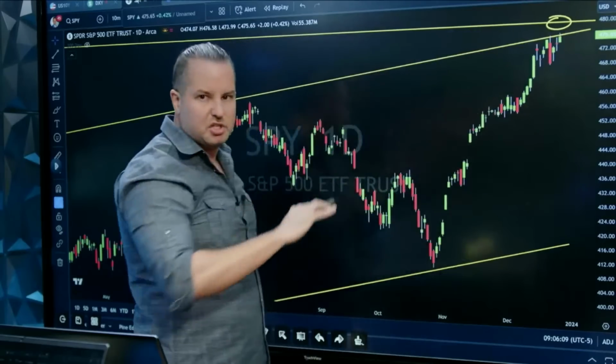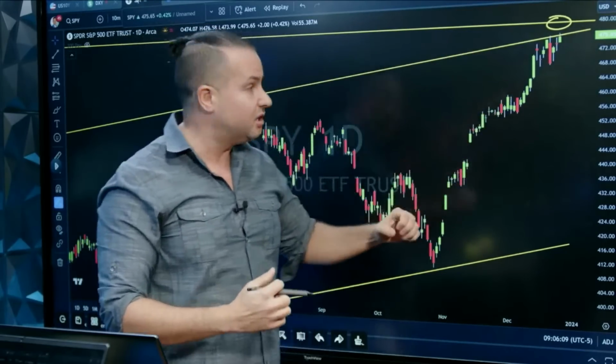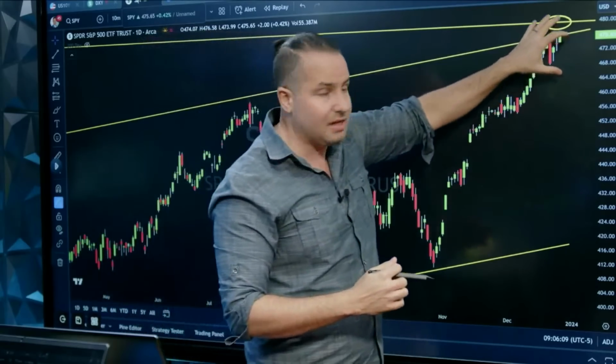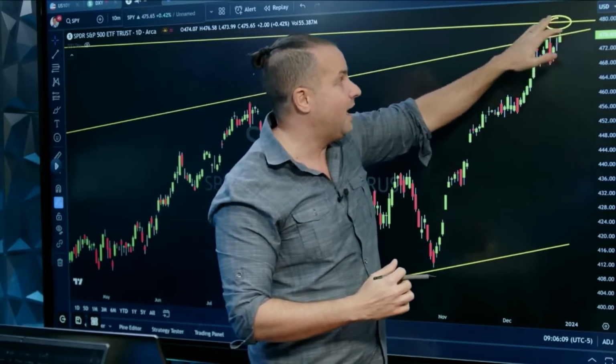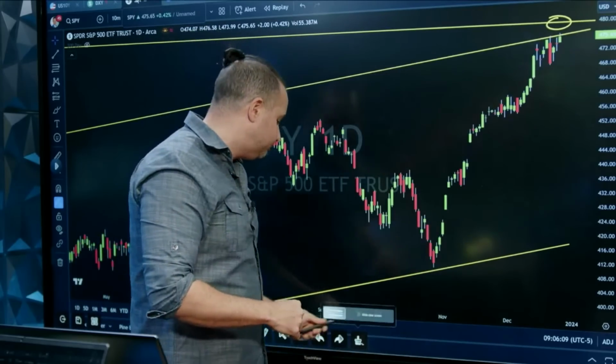This is the Spiders, just by the way. So dividends, obviously, are taken out of this, and that's why it looks like that. But ultimately, that's the chart I follow. I follow this chart, and there's a lot of resistance on the S&P going into January. All right, so a couple other charts here we have to look at.